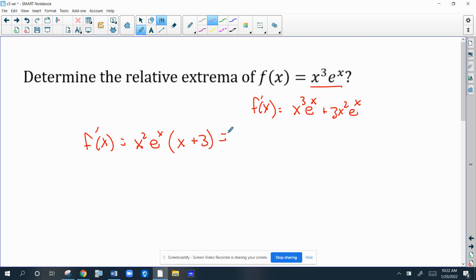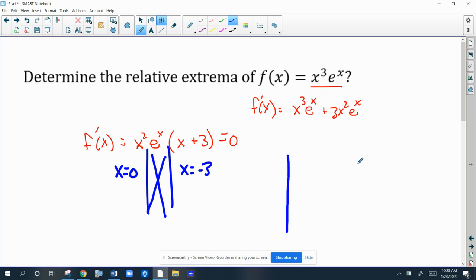We have to figure out the critical numbers, or where this equals 0. So there's 3 factors here. There's an x squared, there's an e to the x, and there's an x plus 3. That means the critical numbers would be where, for the x squared, x equals 0. And then where e to the x equals 0, but e to the x cannot equal 0. It's always positive. And then this one would be x equals negative 3. So the 2 critical numbers I'm seeing are 0 and negative 3. So we need to find out if the derivative changes signs.